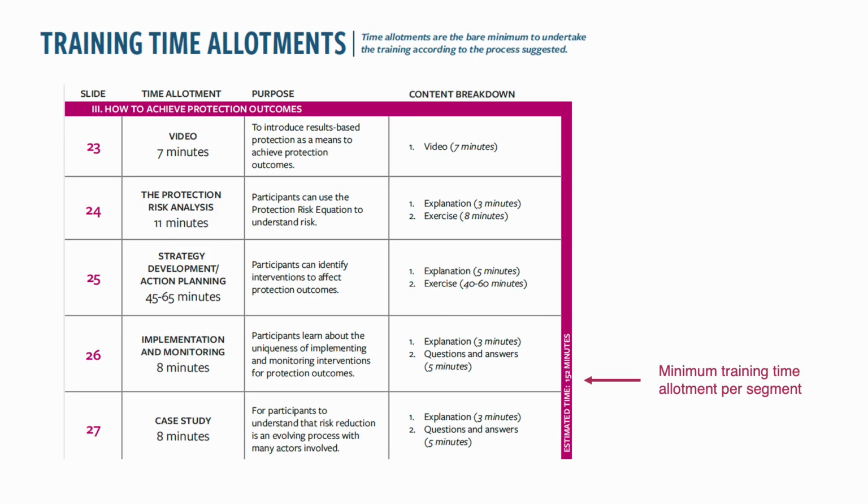For convenience, we've included a minimum estimated time allotment per slide according to the process suggested in the facilitator's guide. Be aware that it may take longer, especially if changes are made to the process. We understand that every training must be flexible to the audience and time available. The minimum estimated time allotment for the training is 352 minutes, approximately 6 hours, not counting breaks for coffee and lunch. But it could also be modified to fit within a few hours of a larger training program.